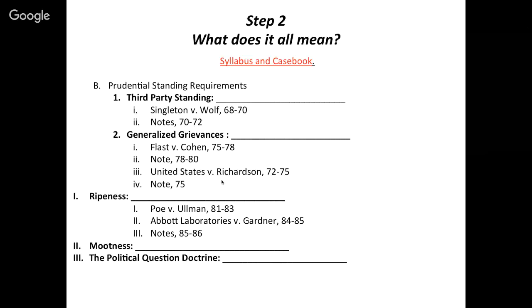When you turn the next page is prudential standing requirements. Remember, there are two. It was constitutional, now we're doing prudential. Again, we have third-party standing, the cases from this, and these are copy and paste from the syllabus. Generalized grievances, the same exact concept, copy and paste from the syllabus. And again, now putting things together, you start seeing that the outline has gotten very much condensed, the information. Now we know what things mean, what cases illustrate those points.